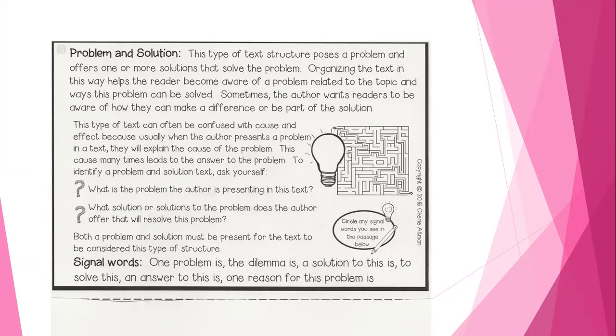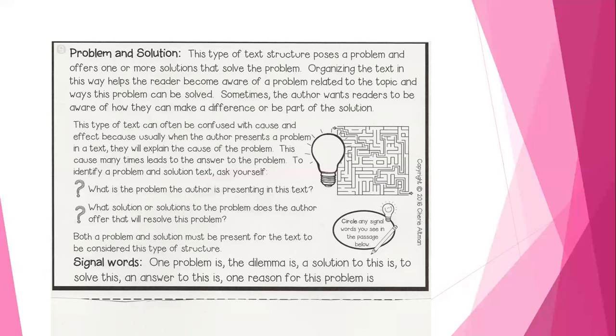So problem and solution. This type of text structure poses a problem and offers one or more solutions that solve the problem. Organizing the text in this way helps the reader become aware of a problem relating to the topic and ways this problem can be solved. Sometimes the author wants readers to be aware of how they can make a difference or be part of the solution. This type of text can often be confused with cause and effect because usually when the author presents a problem in a text, they will explain the cause of the problem. This cause many times leads to the answer to the problem.